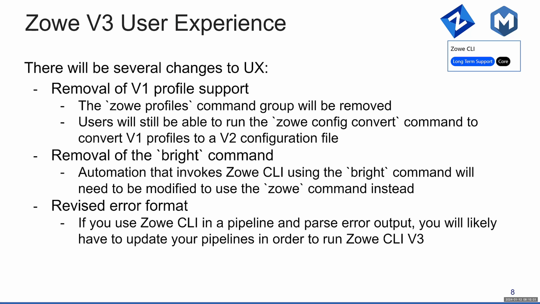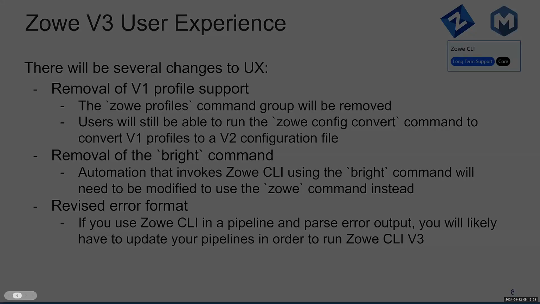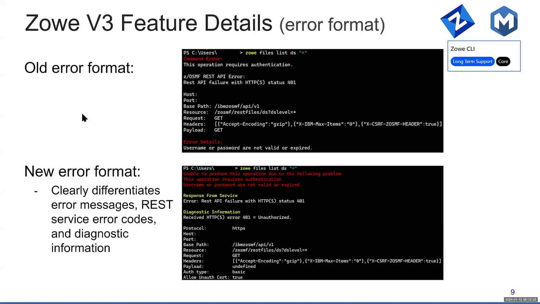And finally, we have changed the error format to be clearer to users. However, if you use Zowe CLI in a pipeline or other automation that parses error output, you'll probably have to update your pipelines or scripts to handle the error message format introduced in Zowe CLI v3. And I'll go into the detail on the error format changes here. So we revised the error format in an attempt to make it clearer for users what exactly is going on and what they need to know.